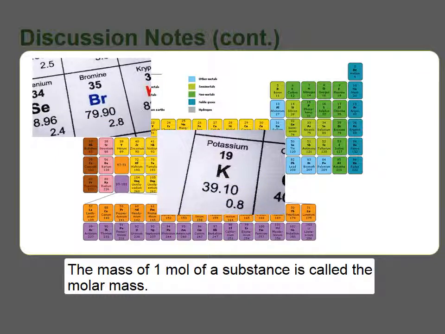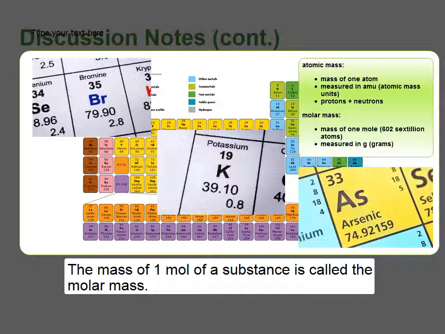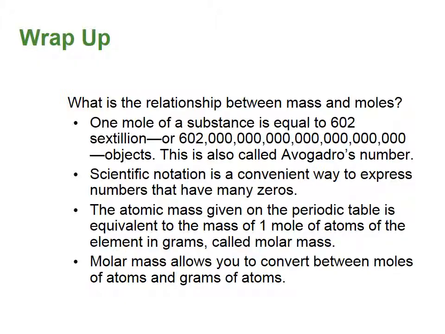In other words, the average mass of 1 atom of arsenic is 74.9 AMU, and the mass of 1 mole of arsenic atoms is 74.9 grams. So to wrap up this lesson, what is the relationship between mass and moles? 1 mole of a substance is equal to 602 sextillion objects. This is also called Avogadro's number.